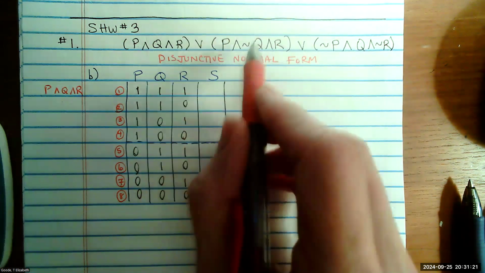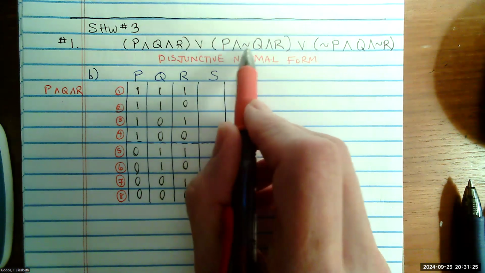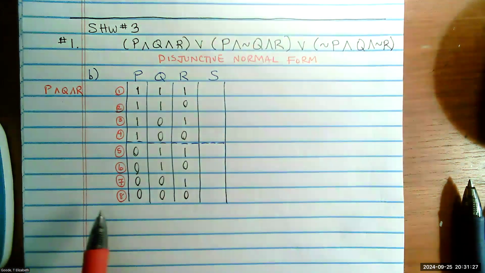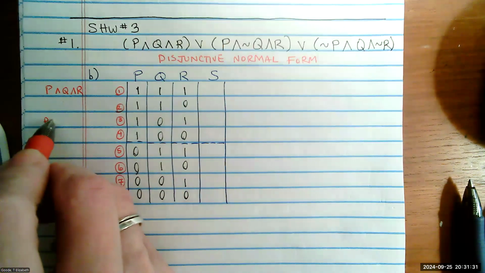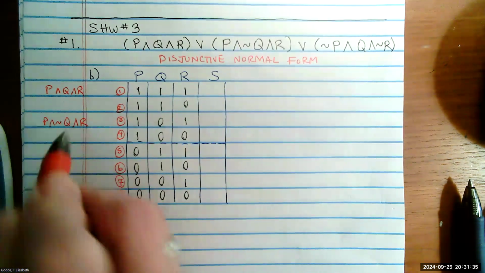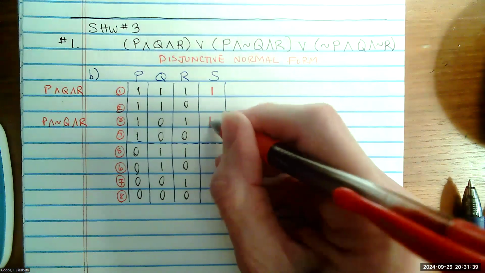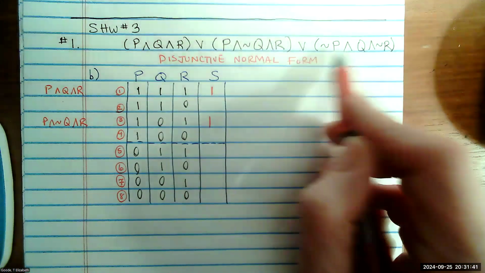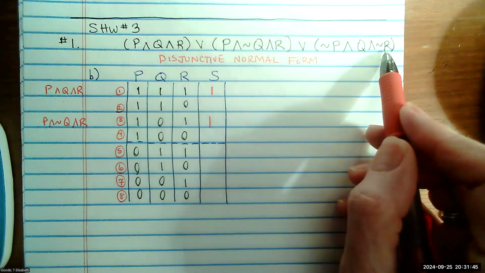Which row is the row where it's P and not Q and R? That's exactly right. P is hot and Q is not hot, it's cold, and R is hot. So we want a 1 in row 1 and we want a 1 in row 3. There's one other row where we want a 1. It's if P is cold and Q is hot and R is cold. What row is that?